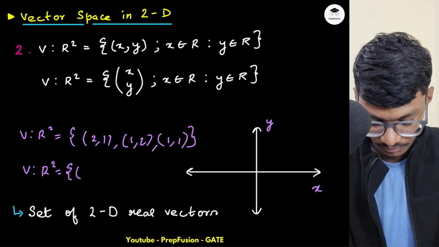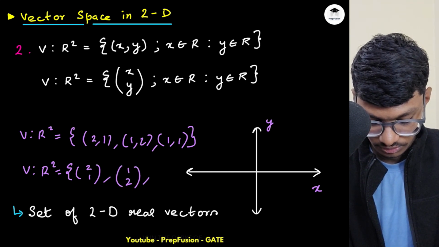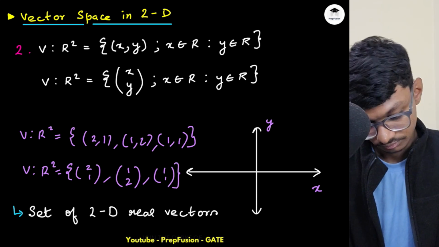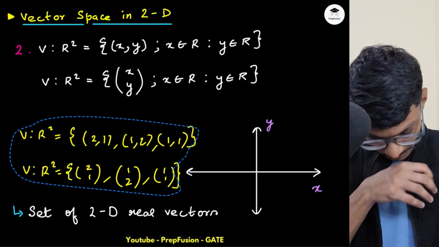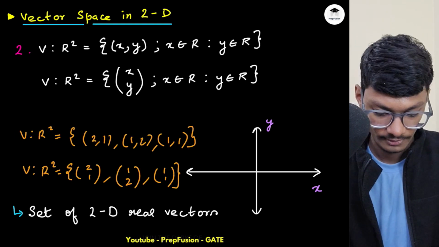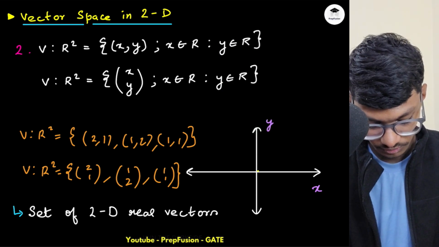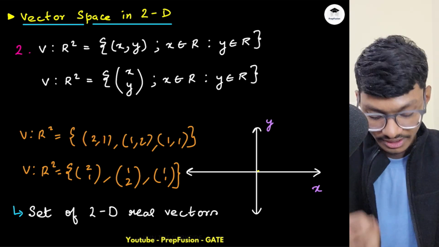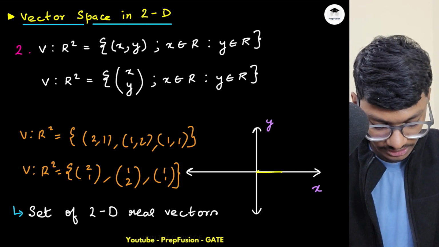So this can be (2, 1), this can be (1, 2), this can be (1, 1). And this I can write like this. So this will be (2, 1). 2 means 2 in the x direction and 1 in the y direction. So what does this mean visually, that I am trying to explain to you. So this is (2, 1), right? 2 in the x direction and 1 in the y direction.